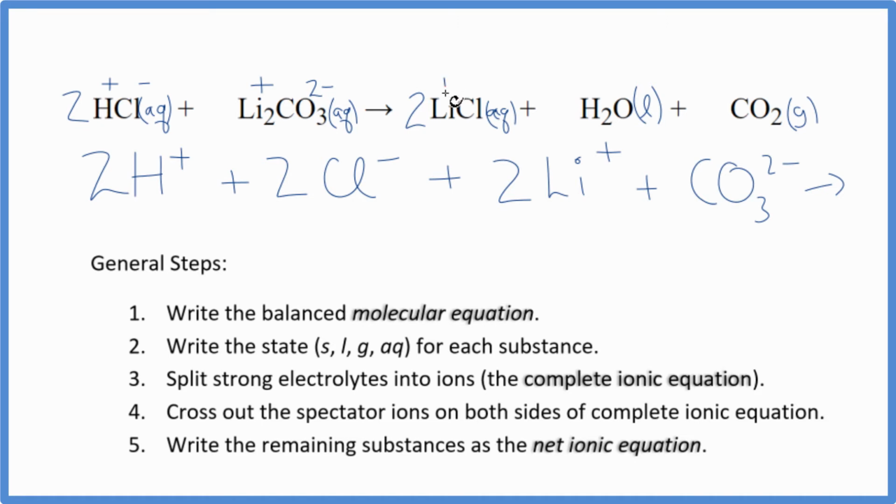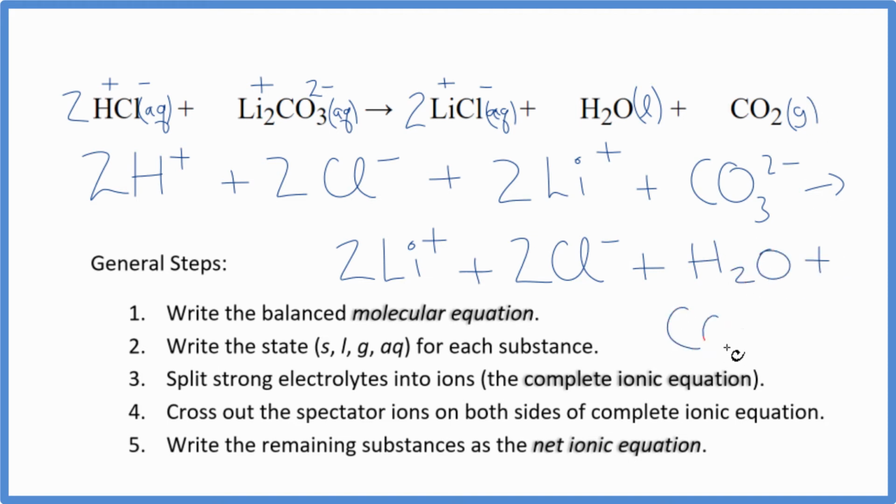For the products, we have the plus and the minus here. So 2 lithium ions, just like the reactants, plus 2 chloride ions again. Then for water, we don't split that apart in net ionic equations. And then gases, we don't split that apart either. So this is what we call the complete ionic equation.